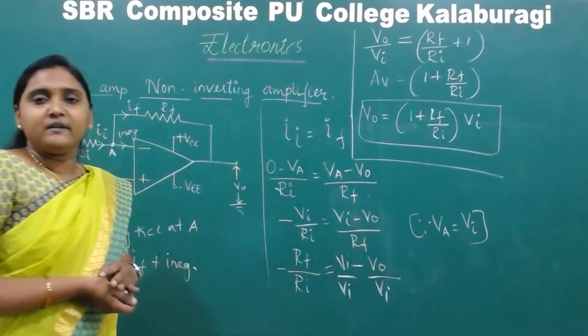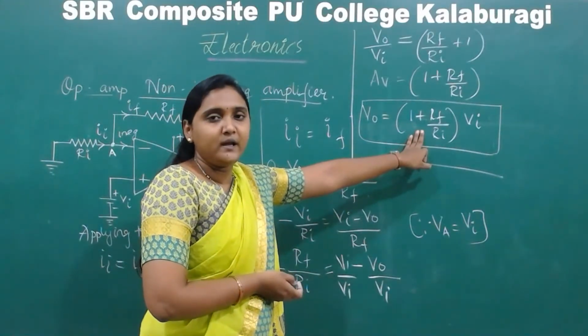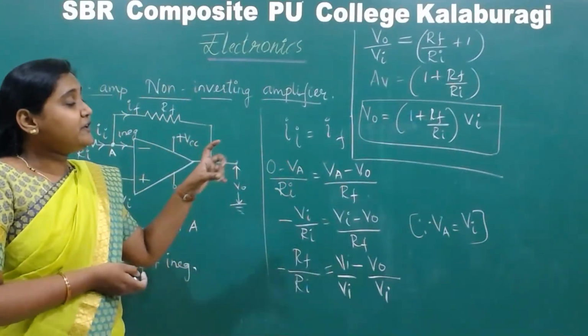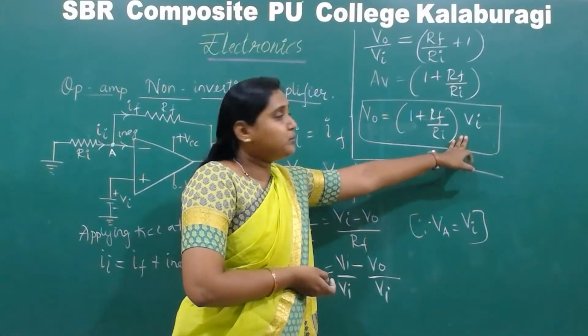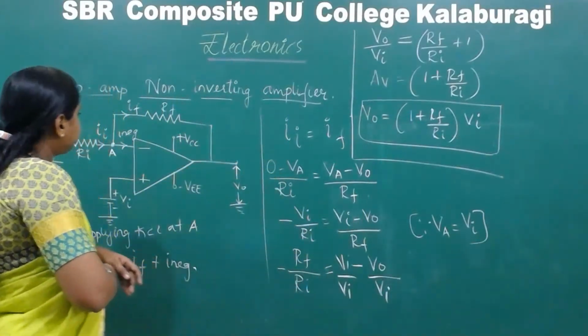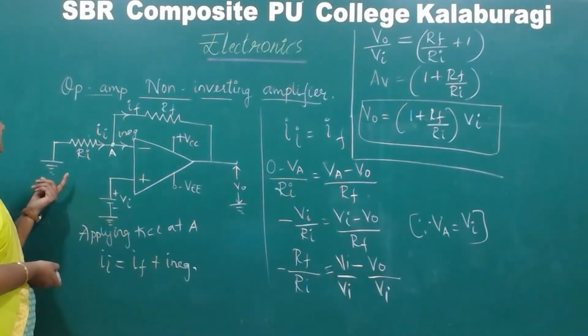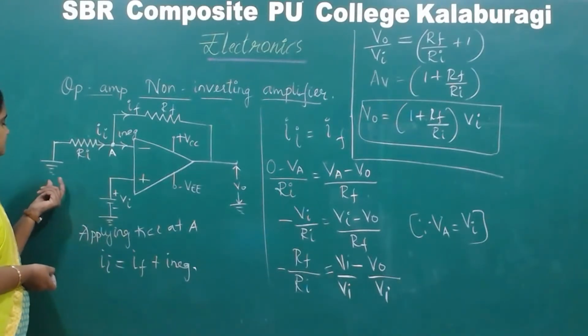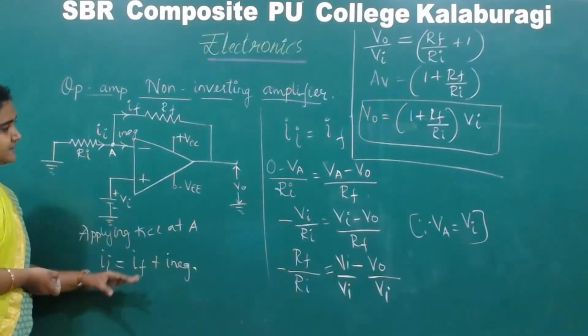So this is giving you the expression for output without any minus sign. That's why the output is exactly in phase with the input with some gain. With some gain. Okay? So this is the circuit. This is the derivation.